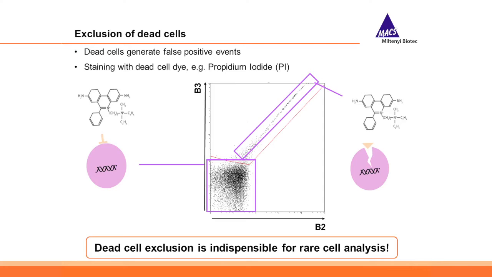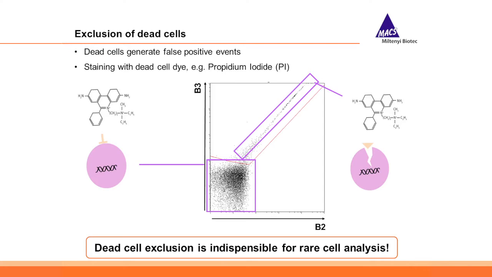You can stain them with a dead cell dye to identify these dead cells. In the example I show you, I use propidium iodide, but there are many different dyes available on the market, like DAPI, fixable live/dead stains, Zombie stain, and so on. There are different names for many different types of dead cell stains. Okay, but we stay with propidium iodide.